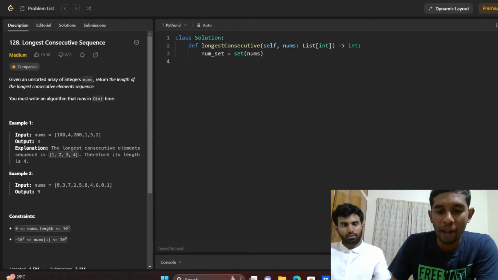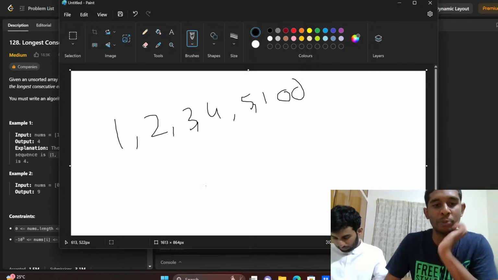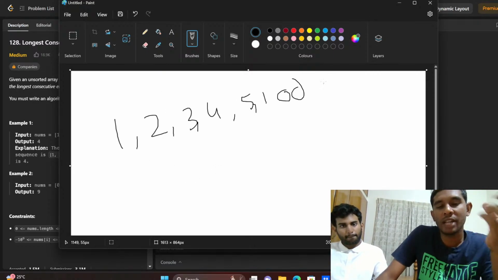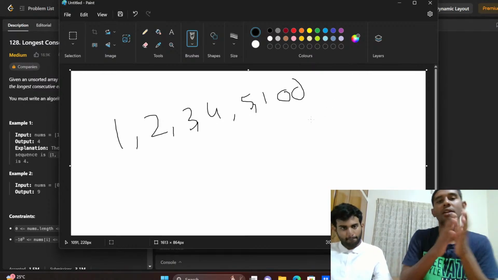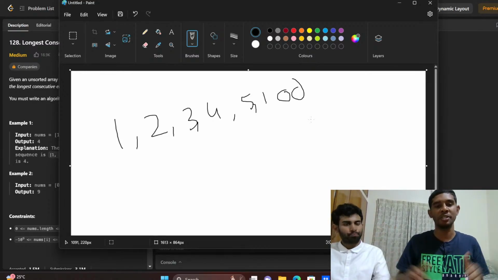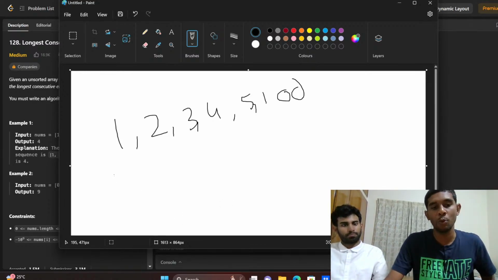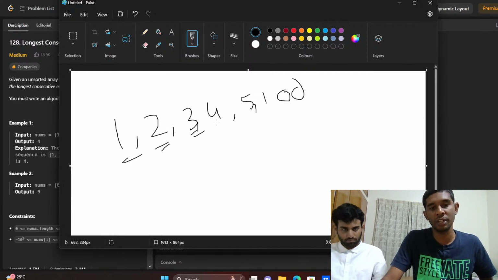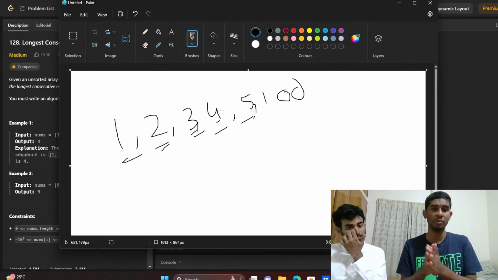Now my idea is going to be very simple. Let us say I'm putting all these numbers in the set, starting at a certain element. I want to find the consecutive sequence that it forms, right? So for example, if I have one, starting from one I have this sequence: one, two, three, four, and five, right? So that is the maximum sequence.